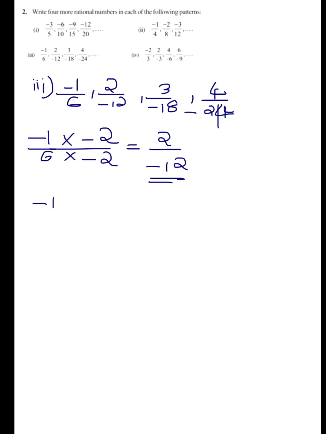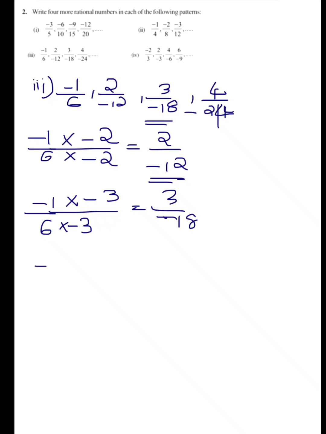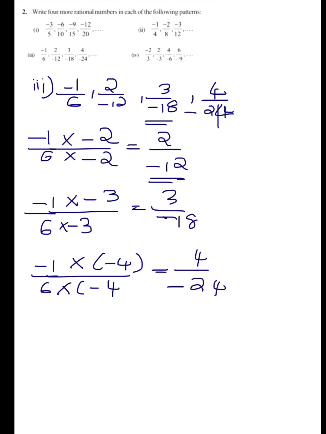Now what about the next? Minus 1 by 6 into something equal to the next one, which is 3 by minus 18. Okay, so 6 into something equal to minus 18. What is that? 6 into minus 3 equal to minus 18. So here also minus 3. Okay, so what about the next? It will be definitely into minus 4. So what is the answer? 4 by minus 24. Now you have to find the next 4 numbers.